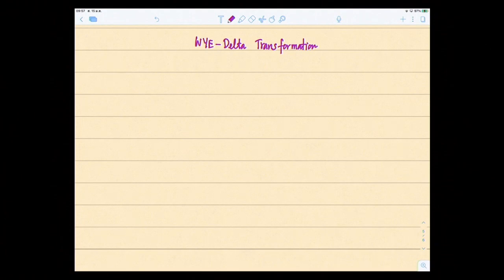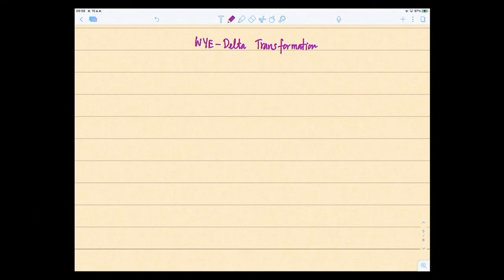Good morning again. Today we are going to be doing a topic on Y and delta transformation. This is a method that, if you have connections of your elements in a Y or delta configuration, you can transform them to make your circuit simpler to see and analyze. Okay, so let's see what the Y and delta configurations are.